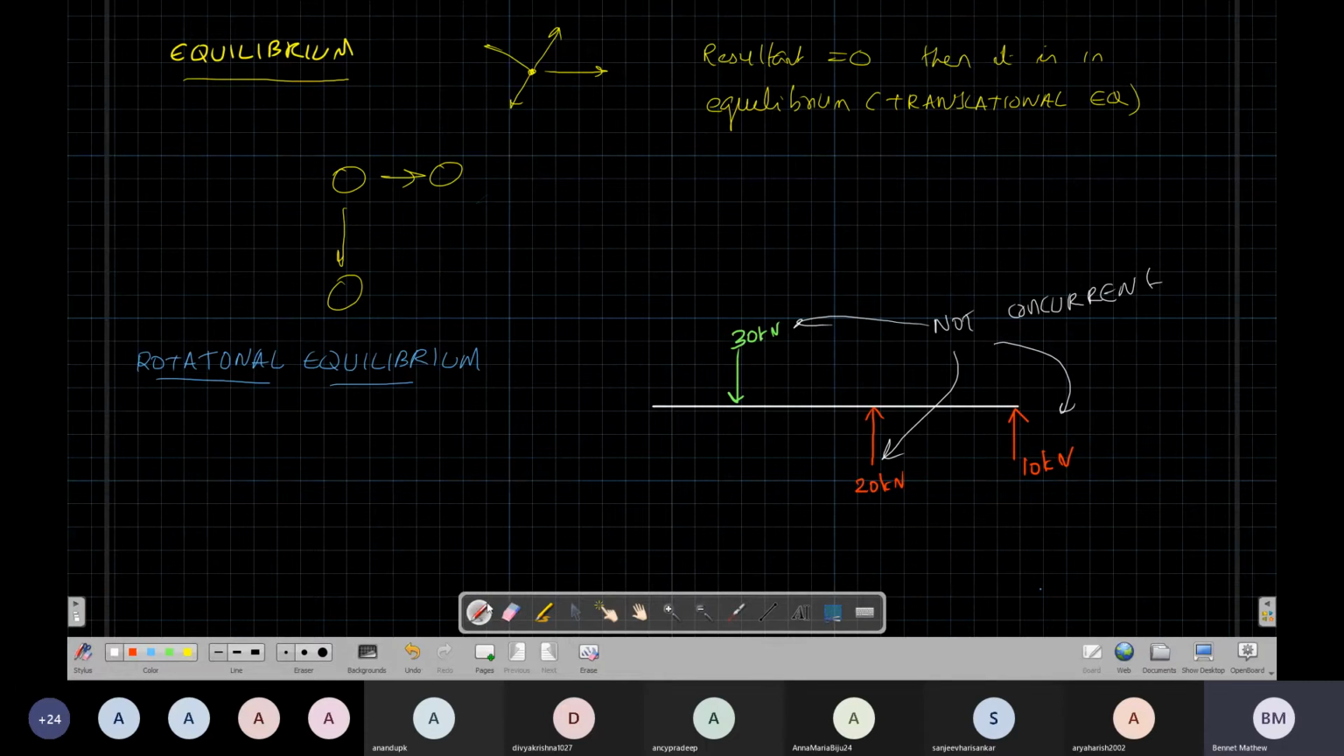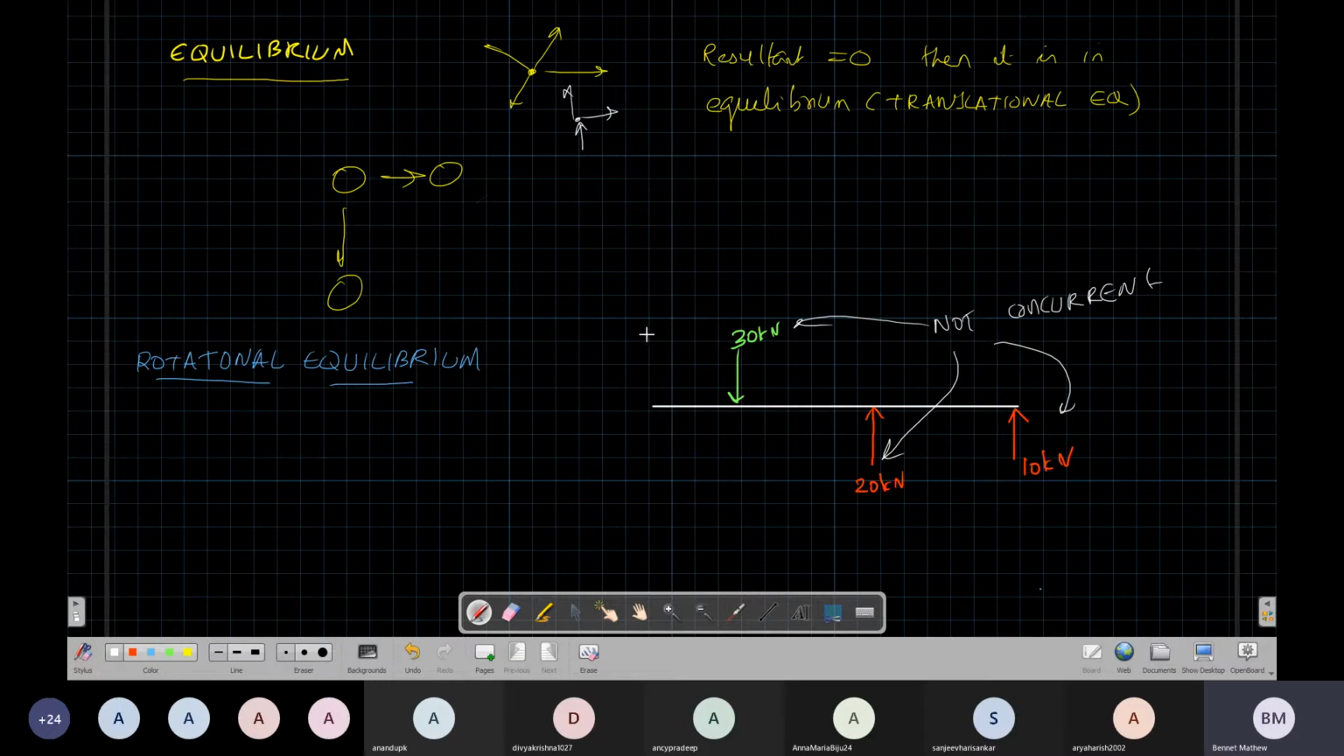We cannot assume the force acts at all the points of the object. So these are basically parallel forces. Now, how can we define equilibrium for parallel forces? For concurrent forces, if the resultant is 0, we can say it is in equilibrium. That is translational equilibrium.